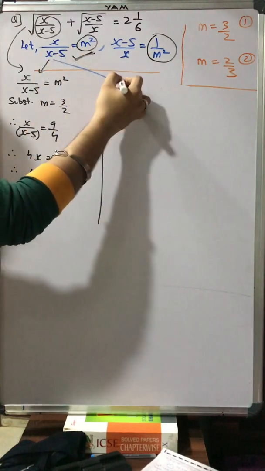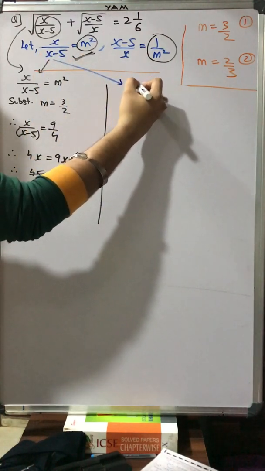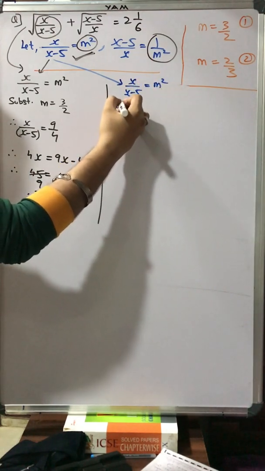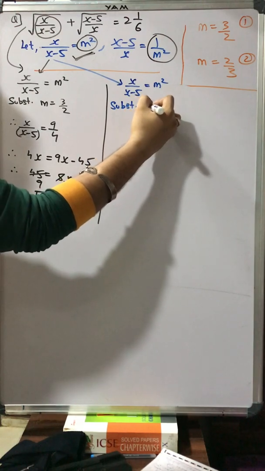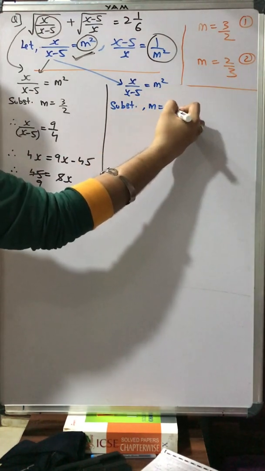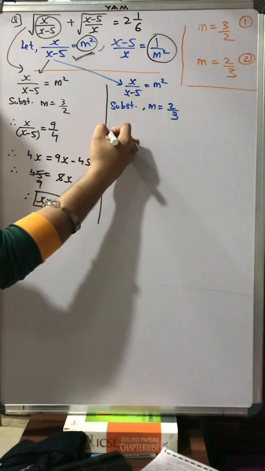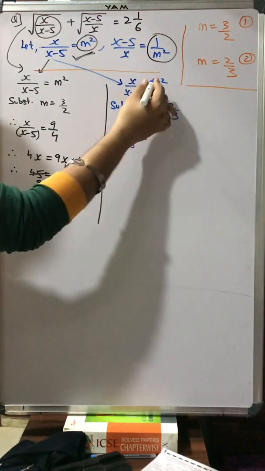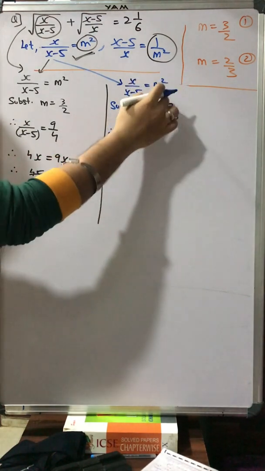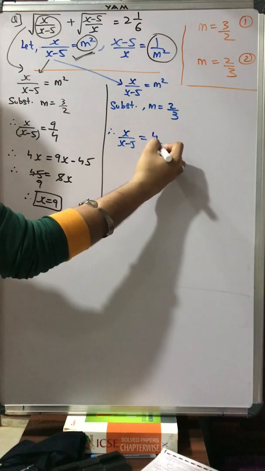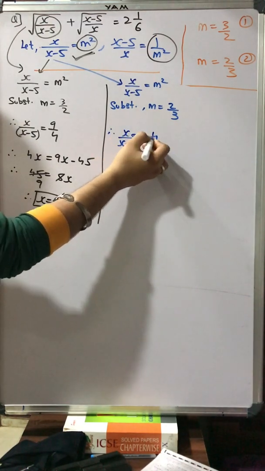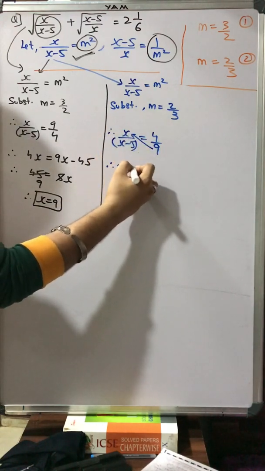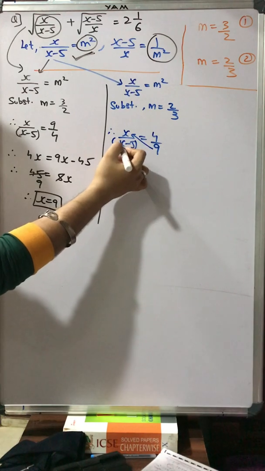Now let's solve for the second value by substituting the second value of m. Once again I am copying the same equation. My equation is x upon x minus 5 is equal to m square. But here I am substituting the value of m as this one, 2 upon 3, the second value. So therefore x as it is, x upon x minus 5 is equal to, in place of m will come 2 upon 3. Since it is m squared, 2 upon 3 squared will be 4 upon 9. This 9 will be multiplied with x and this 4 will be multiplied with this bracket.